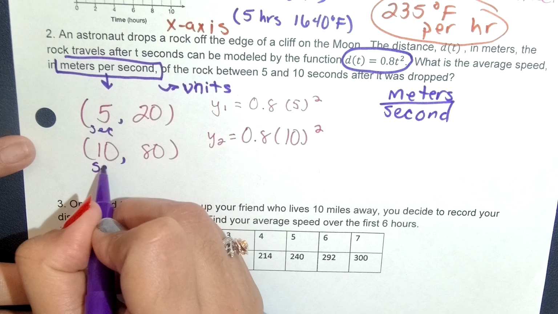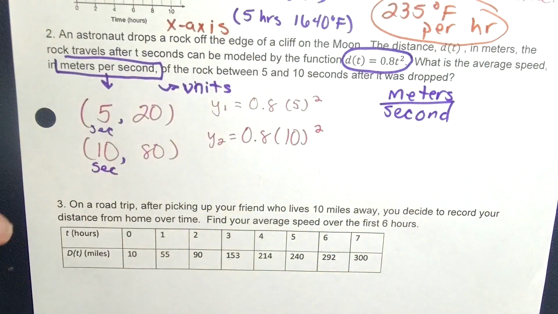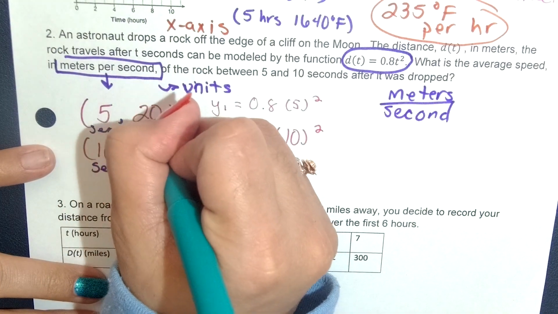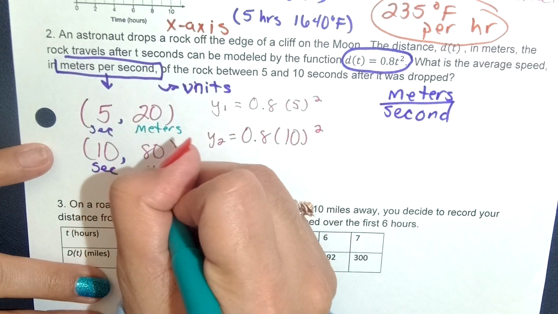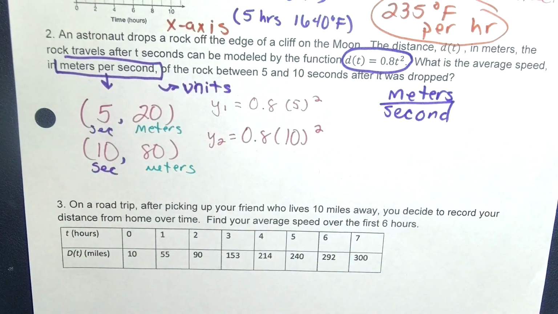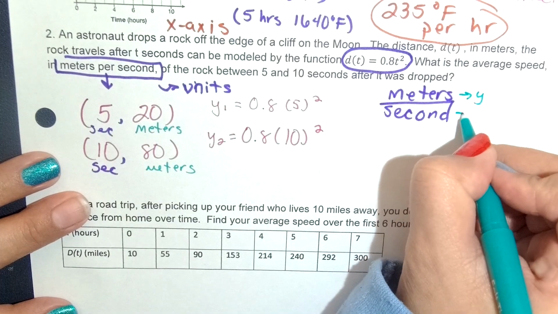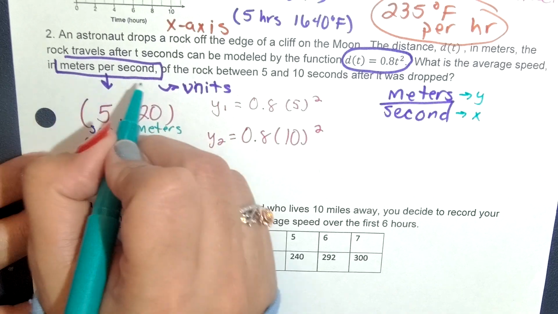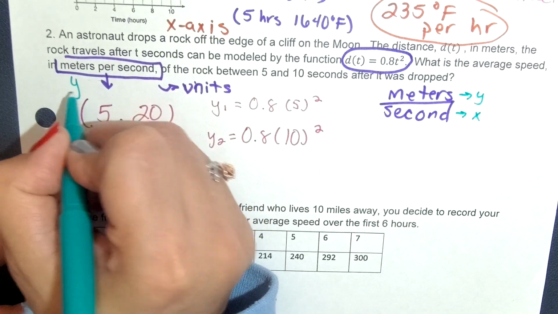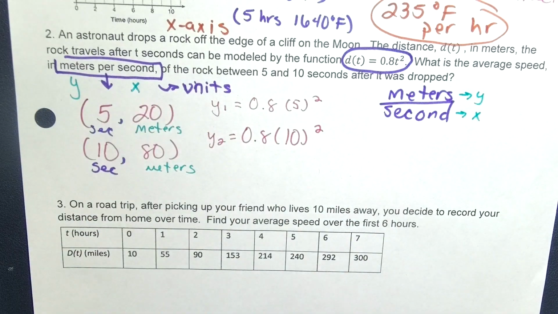Seconds. What are the units for the y values? Meters. Just so you know, seniors, this right here is going to be your y, and this right here will be your x. In a phrase, this is your y, this is your x, because remember, your slope or your rate is always your y over your x, the change of y over the change of x. Remember that delta? Delta y over delta x.